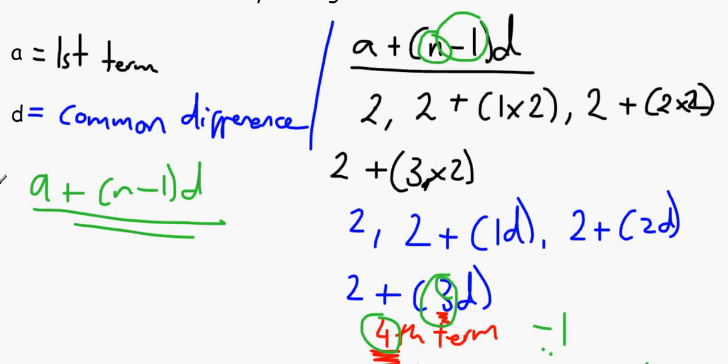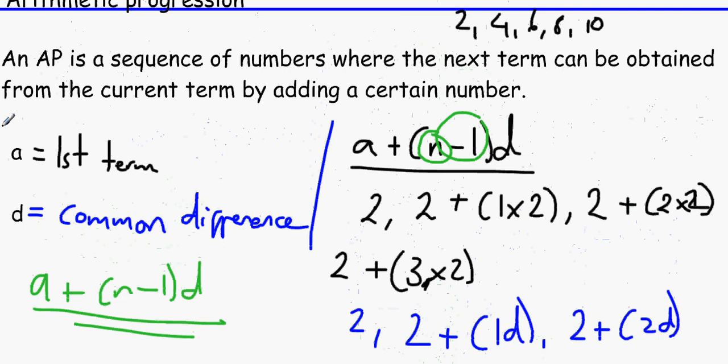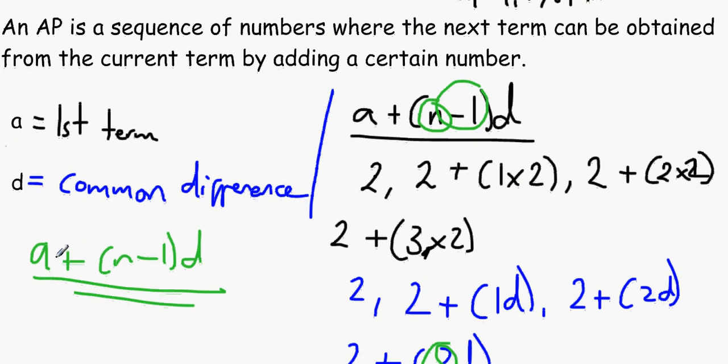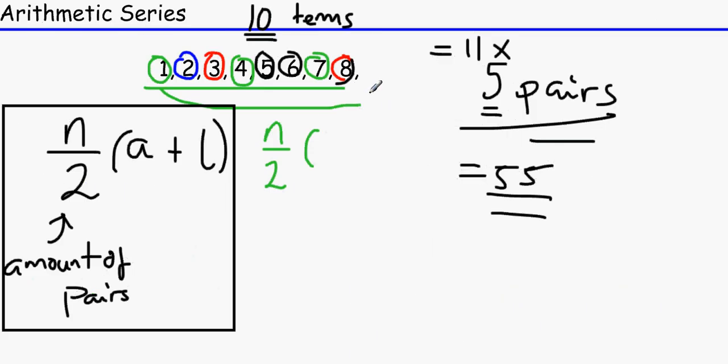Because when we did that over here, we could find out what the last term is for 2, 4, 6, 8, and 10. We did the first term plus the term minus 1 times the common difference. And we can use this here. We still use a, plus, and then import the arithmetic progression formula here, a plus n minus 1 d. And that's how we do it.